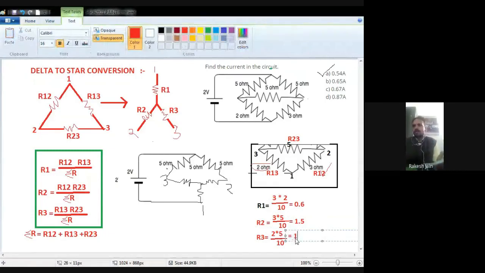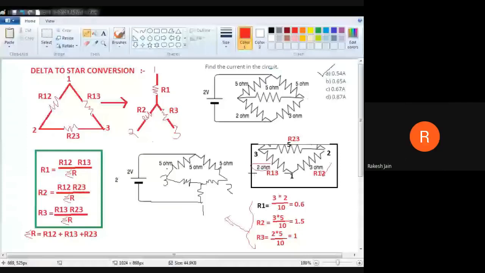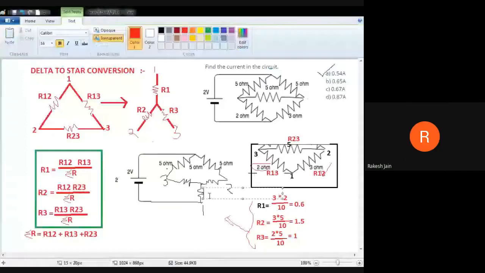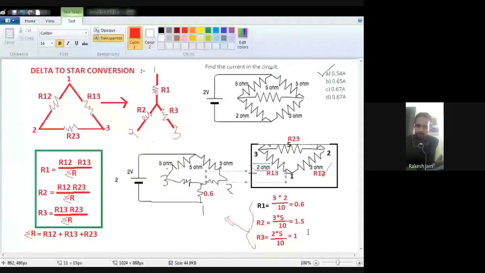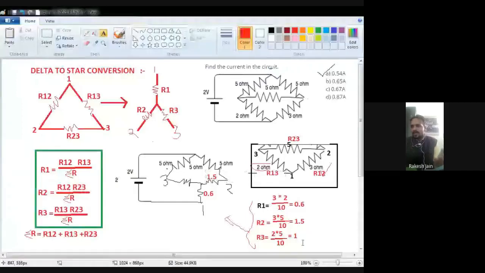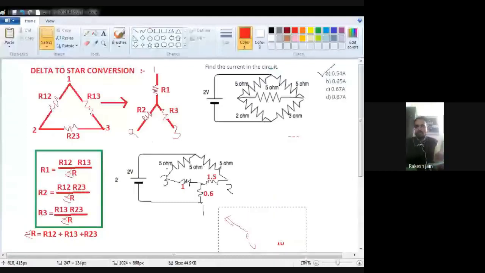Now all these three resistances are different. Now see the question. R1 is equal to what will be your star connection answer? R12. R12 is what? 3 ohm. That will be multiplied by R13. What is your R13? R13 is 2 ohm. So 3 multiplied by 2 divided by the summation of R, that is the sum of these three, 5 plus 2 plus 3, definitely it will be 10. So what is the answer of this? 6 divided by 10, that is 0.6 ohm.